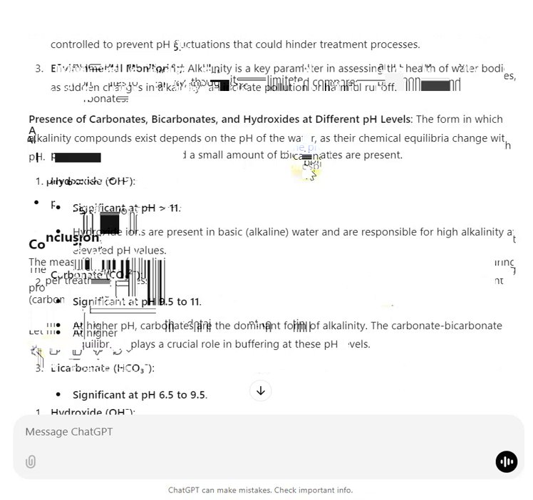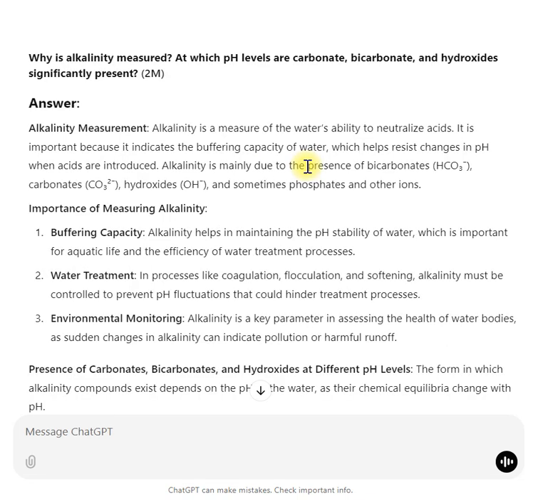Answer. Alkalinity measurement. Alkalinity is a measure of the water's ability to neutralize acids. It is important because it indicates the buffering capacity of water, which helps resist changes in pH when acids are introduced. Alkalinity is mainly due to the presence of bicarbonates, HCO3⁻, carbonates, CO3²⁻, hydroxides, OH⁻, and sometimes phosphates and other ions. Importance of measuring alkalinity.